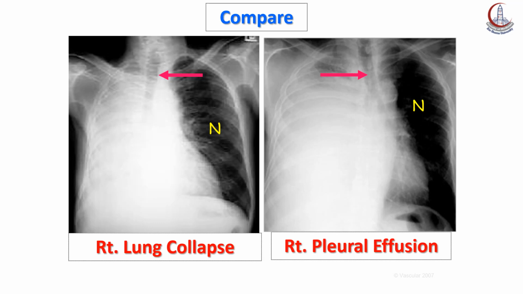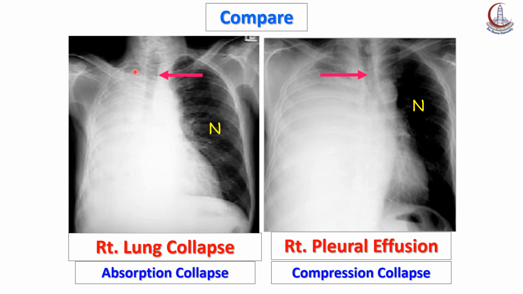Another example to compare between compression and absorption collapse. This is compression collapse of the right lung due to right pleural effusion with shifting of the mediastinum. Here is the shadow of the mediastinum towards the left lung. And the other example is right absorption collapse with shifting of the mediastinum towards the collapsed lung, away from the normal side.